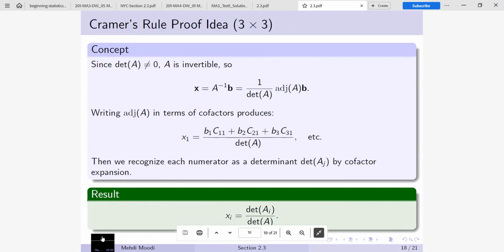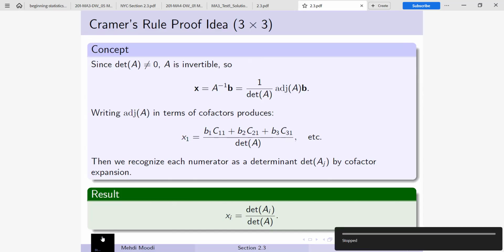The proof is basically, write x equals A inverse times b, replace the inverse with adjoint over determinant, and then notice the numerators are exactly determinants of the modified matrices. It's like discovering your complicated expression was secretly a shortcut the whole time.